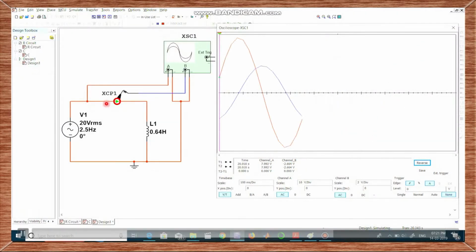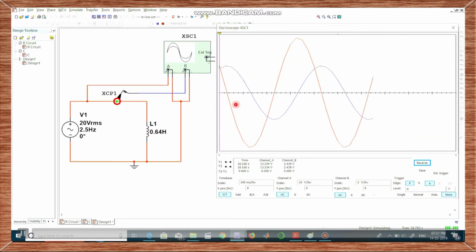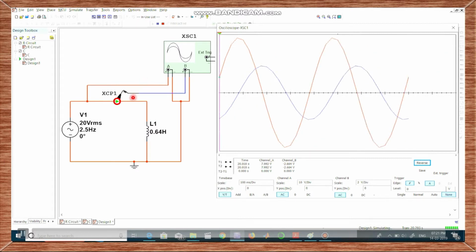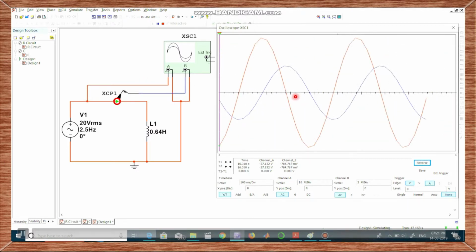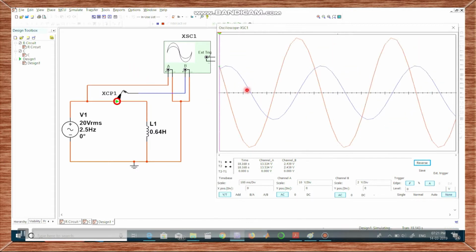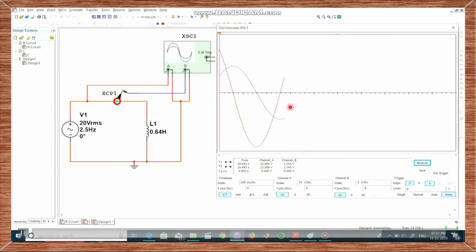Let us see the simulation of the pure inductor. Here, the red color indicates the voltage waveform, and the blue color indicates the current waveform. From this simulation, we can clearly see that the current lags by 90 degrees. This simulation is done with the help of Multisim.